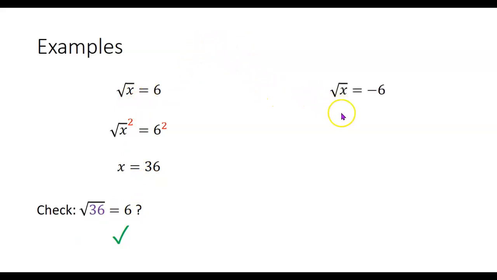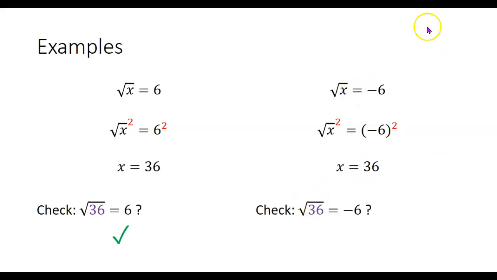Now here's a slightly different example. Here the equation is the square root of x equals negative 6. Now here if we square both sides, the square root of x squared would just be x, and the negative 6 squared, negative 6 times itself, is 36. So it looks like we got x equals 36 for the solution.